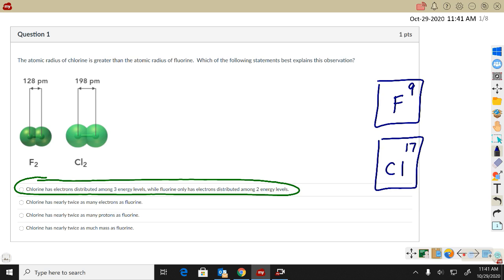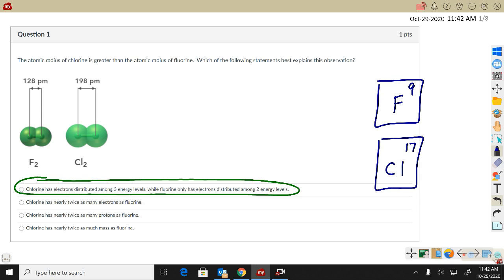Now, some of the other choices are not wrong statements. They're not false statements. Chlorine has nearly twice as many electrons as fluorine. Yep, it does. Chlorine has nearly twice as many protons as fluorine. Yes, it does. Fluorine atoms have 9 protons and 9 electrons, and chlorine atoms have 17 protons and 17 electrons. And yes, the mass of chlorine is about twice the mass of fluorine. Fluorine's mass is about 19, and chlorine is about 35.